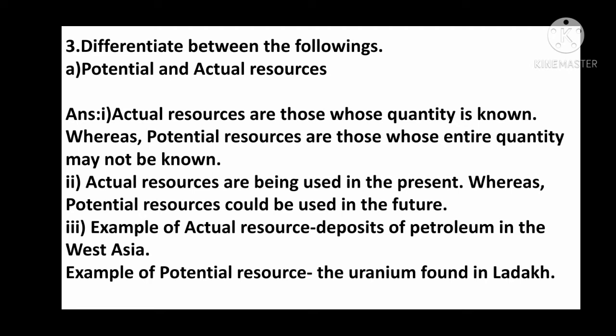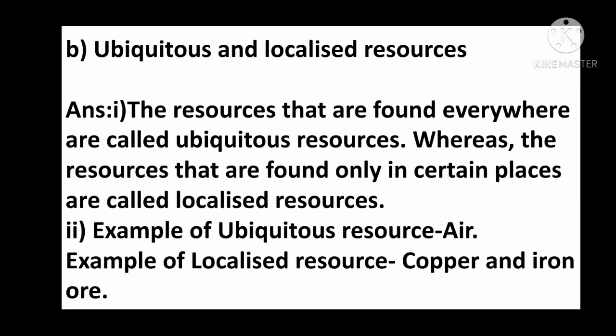Point number 2. Actual resources are being used in the present, whereas potential resources could be used in the future. Point 3. Example of actual resource: deposits of petroleum in West Asia. Example of potential resource: the uranium found in Ladakh. So this is the basic difference between actual and potential resources.